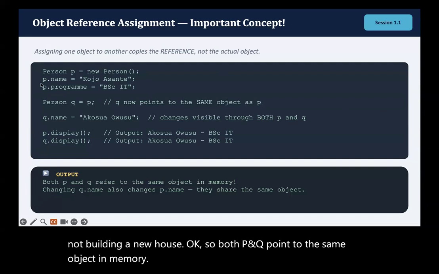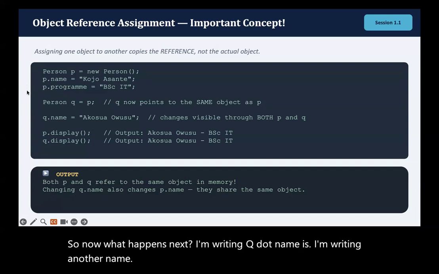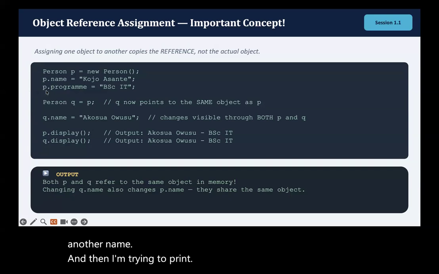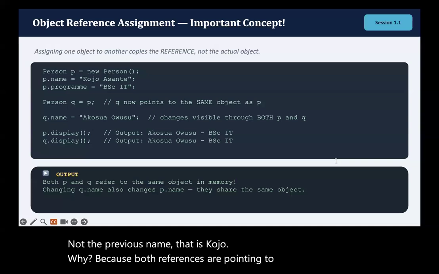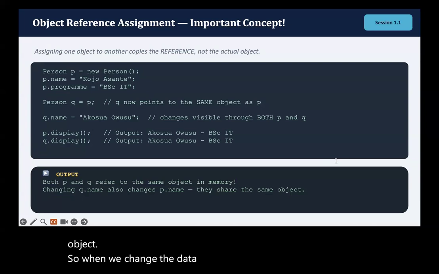Now what happens next? I'm writing q.name equal to another name, and then I'm trying to print p.display and q.display. So you will see this new name, not the previous name, Kojo. Why? Because both references are pointing to the same single object. So when we change the data using q, it automatically affects p as well.